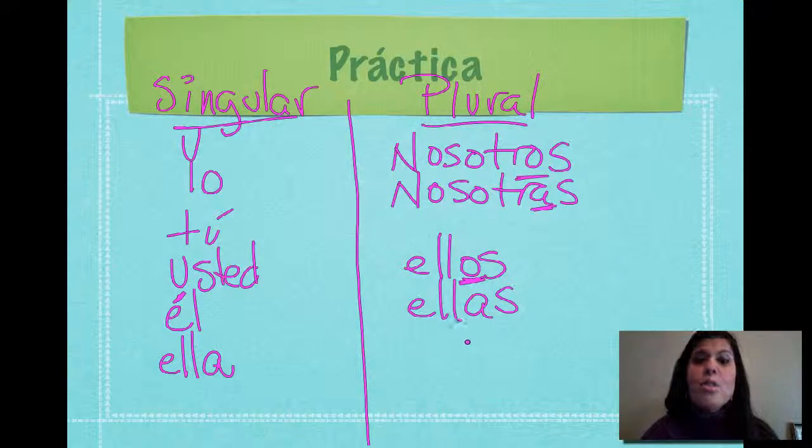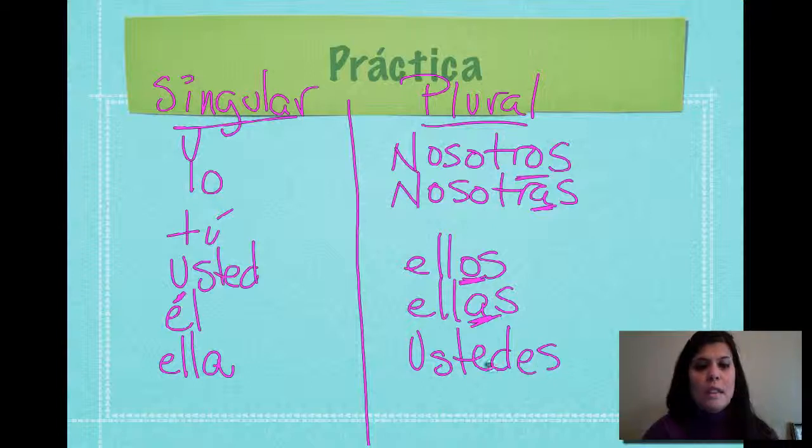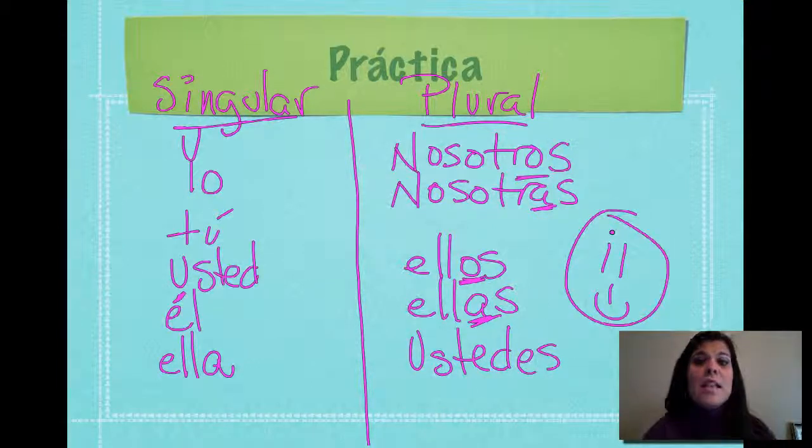Again, you tell me now. The O is for, correct, masculine, and then we have the A that is for feminine. Okay. And then the last one we have is you all, which is ustedes. So try to remember this. It's very easy, and we are going to use it over and over again for all your years in Spanish.